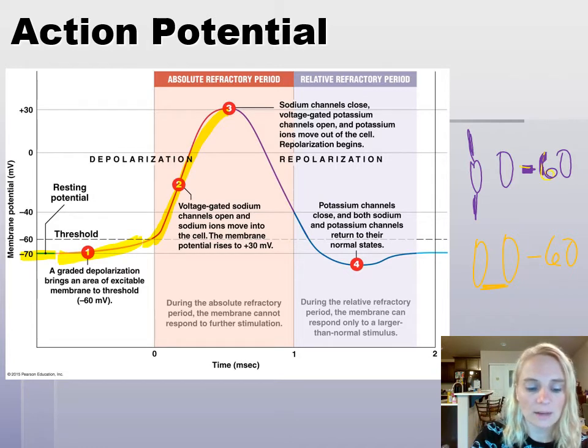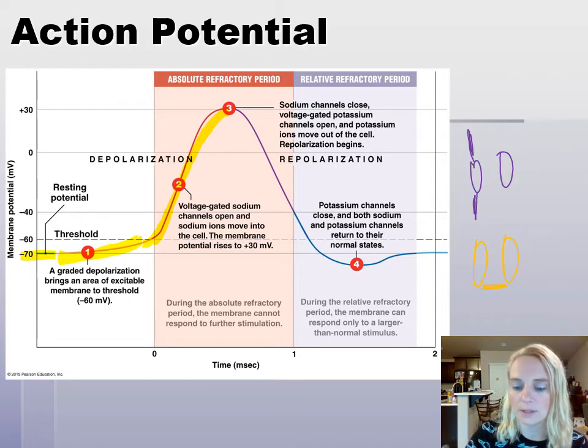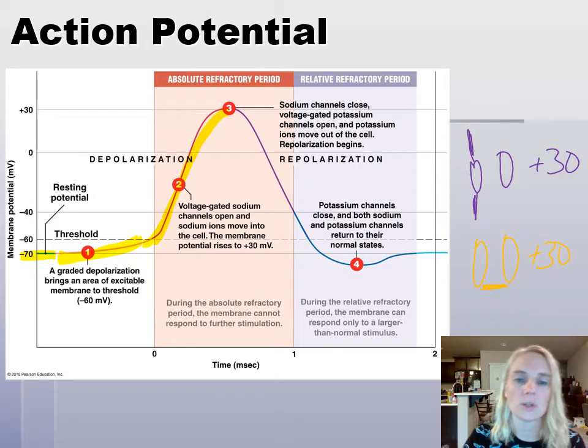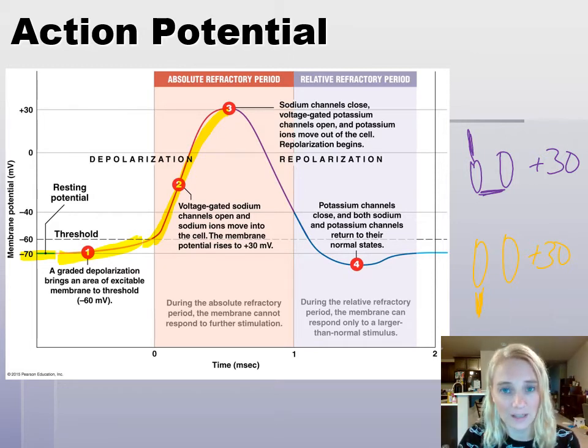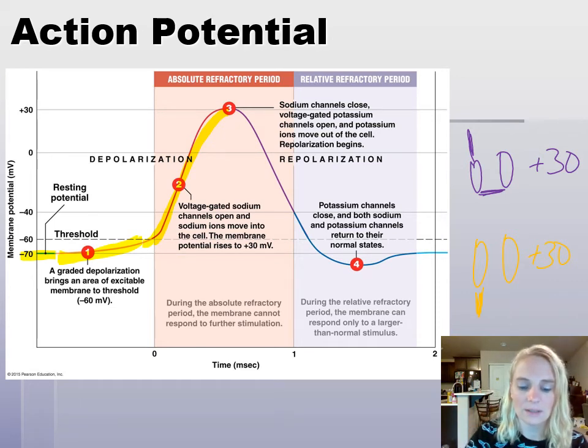Okay, so then what happens at positive 30? What happens to our sodium gate at positive 30? Well, the inactivation gate closes. What happens to our potassium? The potassium gate opens. So that's the magic number to close or inactivate the sodium channel and to open the potassium channel. So then we get this rapid repolarization.